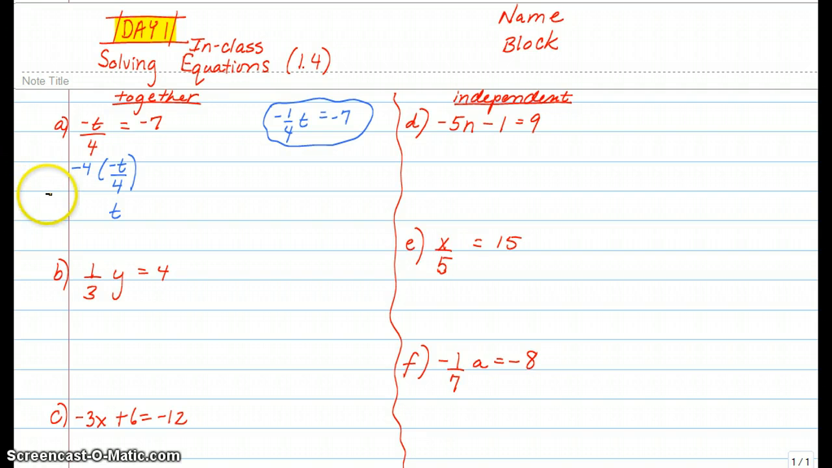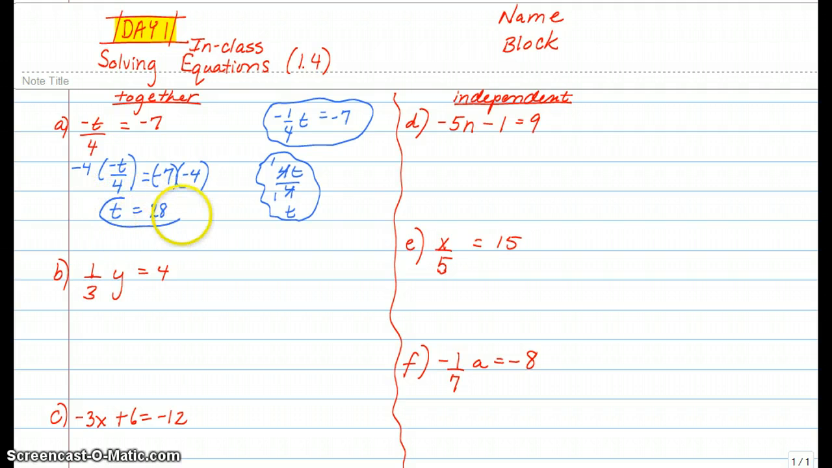Some students think of it as 4t over 4. So if you went negative 4 times negative t, you'd get 4t over 4. And 4t over 4 can be simplified to 1, so you end up with t. So that's one way to think about it. You don't need to be that complex, but you can do that. And that equals negative 7. Now, if I multiply the left side by negative 4, I got to multiply the right side by negative 4. And so we end up with t equaling negative times a negative is a positive, 7 times 4 is 28.